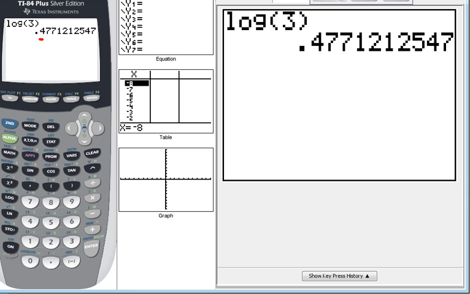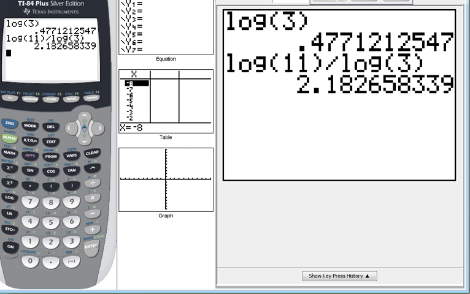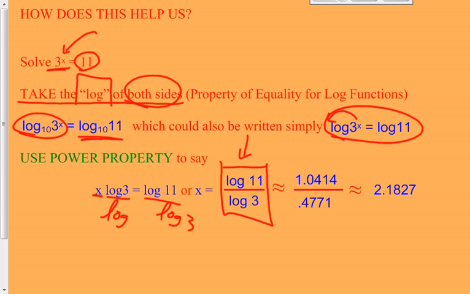We have log 11. Make sure you close a parenthesis right there. If you do not, you will get a wrong answer. So it's log 11 parenthesis divided by log 3, close parenthesis again. And enter, and you get 2.2827, rounding to 4 decimal places. Okay? So that's the basics behind this.